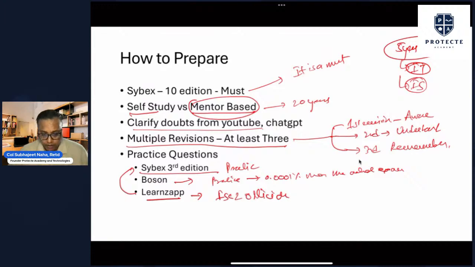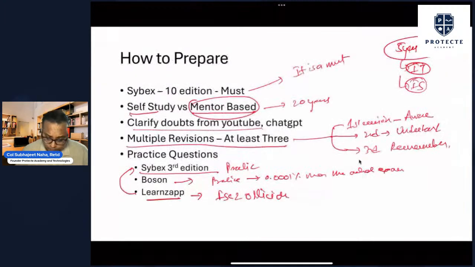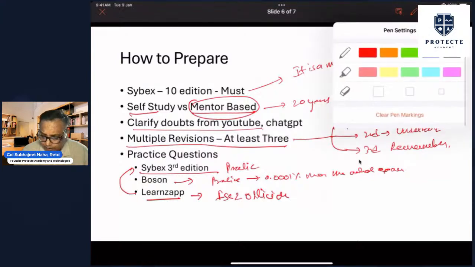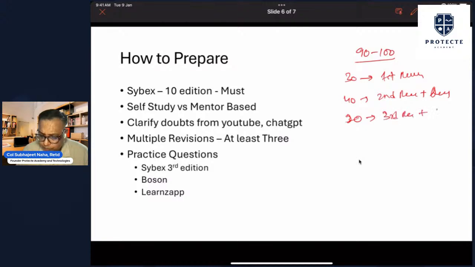What is the time required? You approximately require 90 to 100 days. First 30 days you require for first revision. Next 40 days you require for second revision plus questions. And third revision you require around 20 days, which is your third revision plus questions.